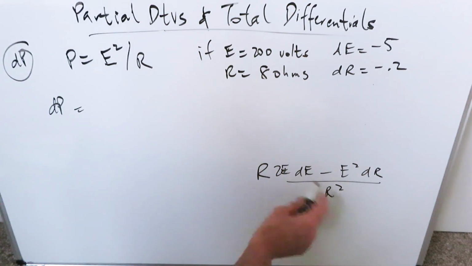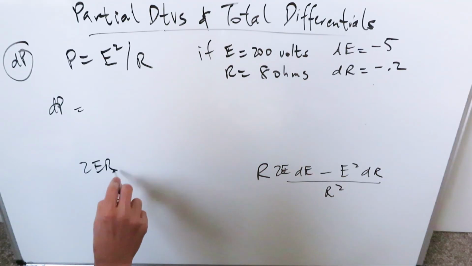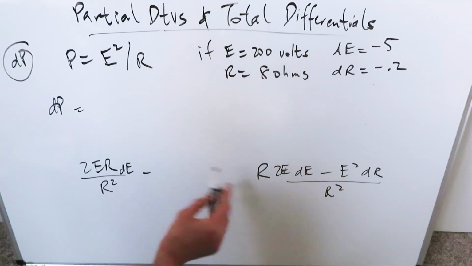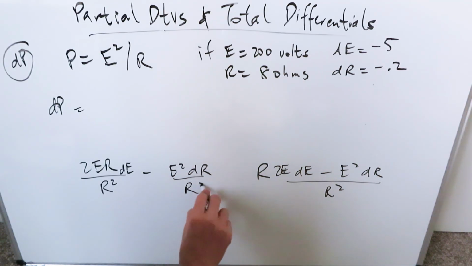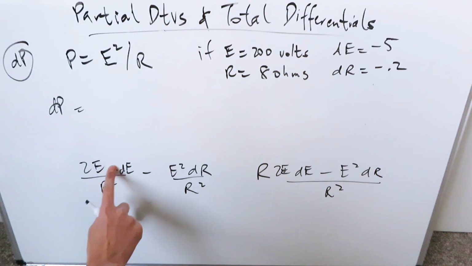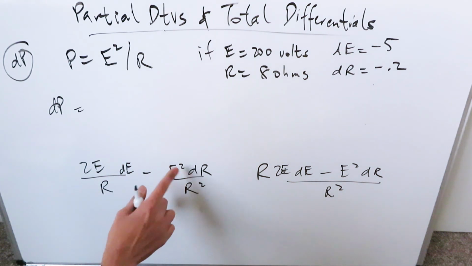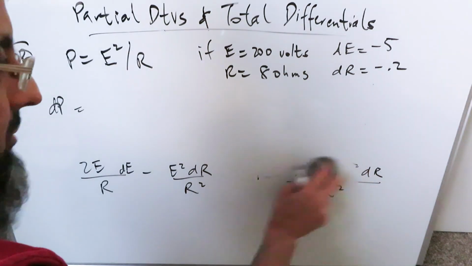If you separate everything across their individual denominators, this right here is the quotient rule. Now what happens, I'll separate these along their denominators. I have a 2er over an r square and then a de minus e square dr over r square. If I simplify this, because I have an r here, I have 2e de over r minus e square dr over r square. The quotient rule has brought me to this.